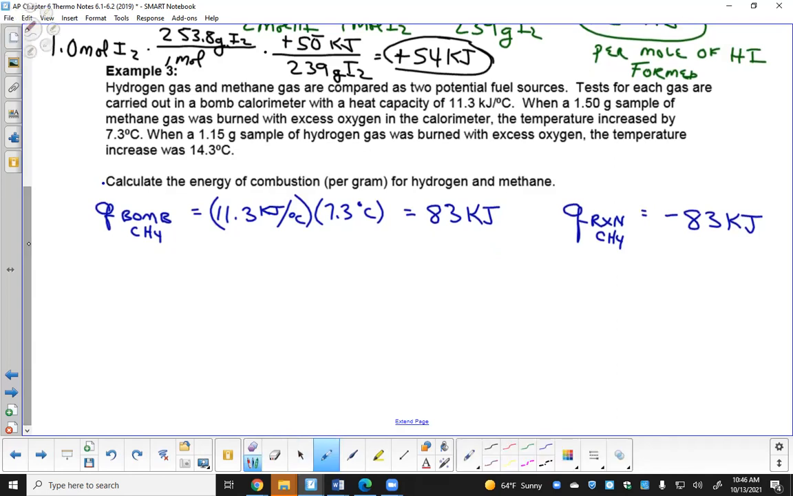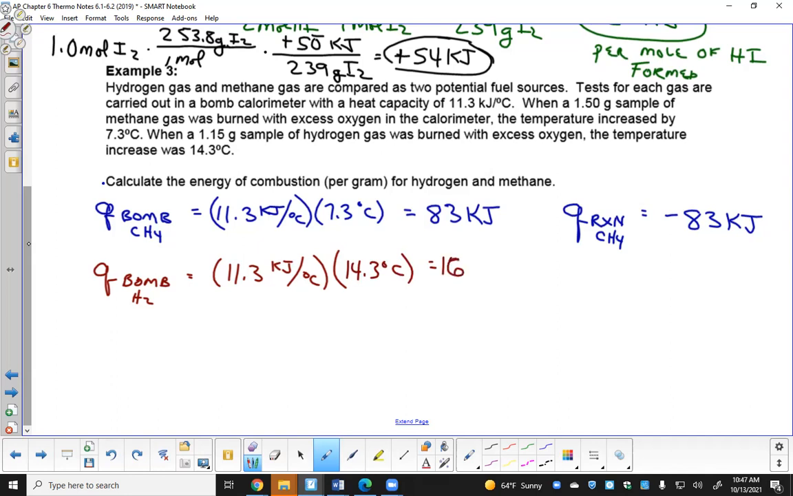That's why the temperature of the water went up. And then if we did the same thing for the Q of the bomb, but this time with the hydrogen in it, same bomb calorimeter, so the same heat capacity, this time it goes up to 14.3 degrees Celsius. We get 162 kilojoules absorbed. It is a negative 162 kilojoules.